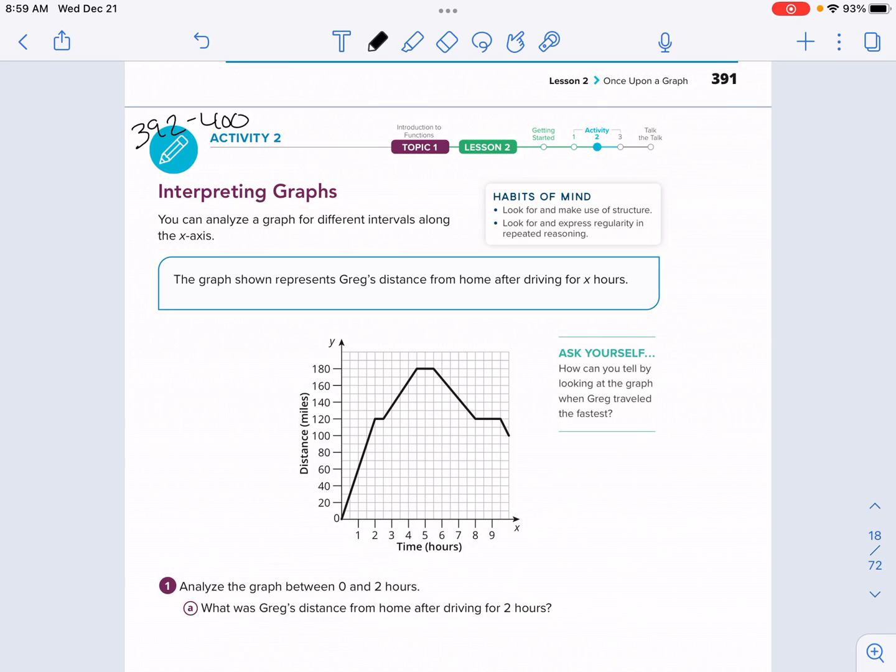Hello, we're on page 392. This is Module 3, Topic 1, Lesson 2, and we're going to be focusing on Activity 2, 3, and Talk the Talk, and there will be an assignment at the end.